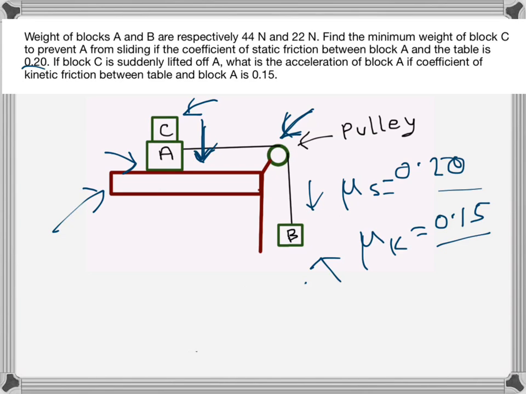Now the second part says that if block C is suddenly lifted off A, what is the acceleration of block A if the coefficient of kinetic friction between the table and block A is 0.15? So C is lifted off. As a result, the normal force is now less because it is only for A. So we have to find what is the acceleration.